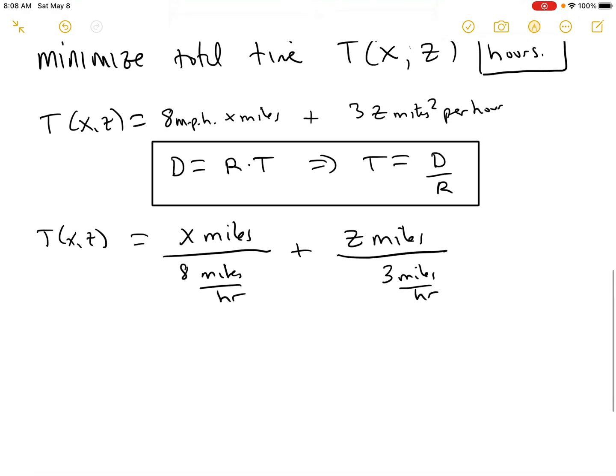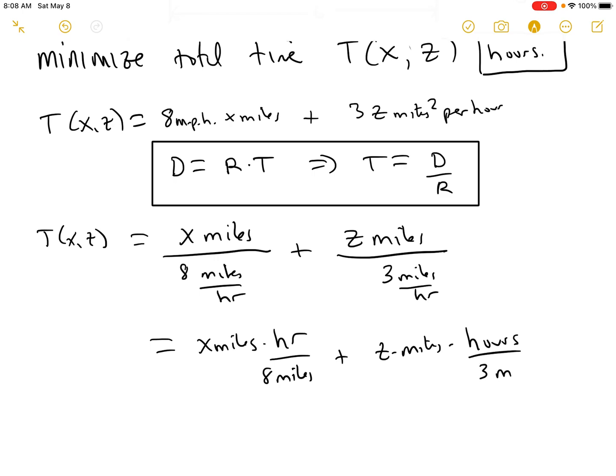And you see, when you flip this around, because remember, when you divide by a fraction, you multiply by its reciprocal, this is hours over 8 miles, and this is z miles times hours over 3 miles. You see, these miles cancel out here, and you're left with what we want, which is x over 8 plus z over 3 hours. Right.